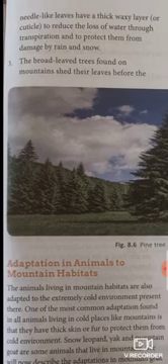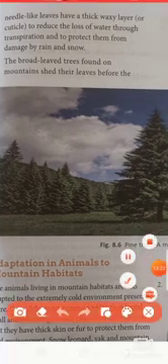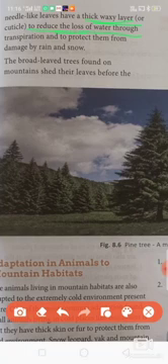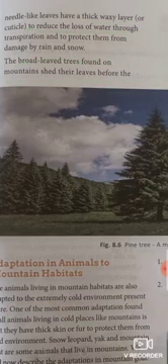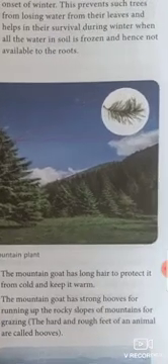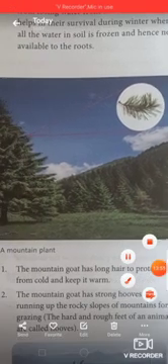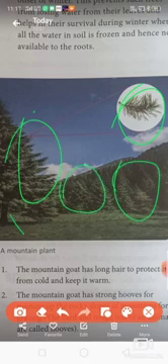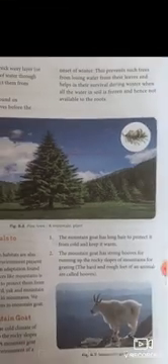Next, their leaves are needle-like, and their leaves are also covered with a thick waxy layer. This waxy layer reduces the loss of water through transpiration and protects against damage by rain and snow. The broad-leaved trees found in mountain regions shed their leaves before the onset of winter. You can see in this picture, the leaves are just like spines, and the tree is also cone in shape. All the trees are cone in shape. So why does the plant have this type of adaptation? Just to survive in that area.